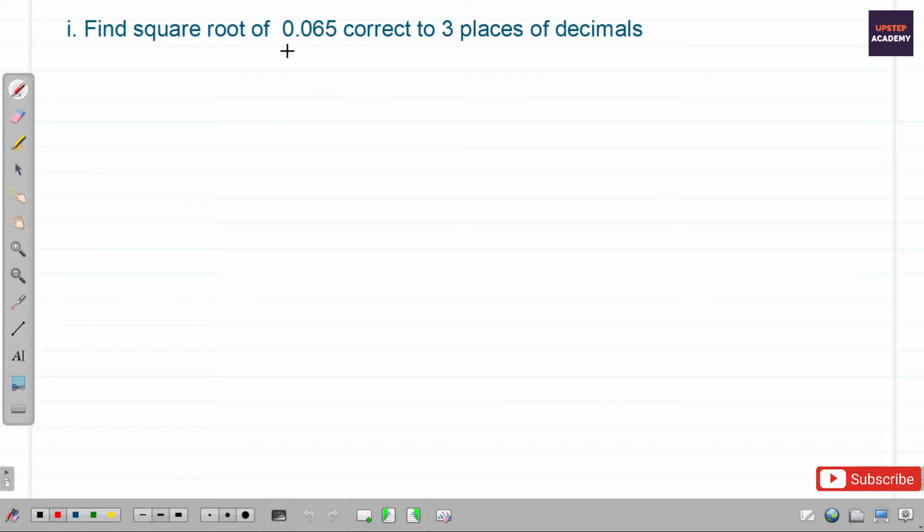Here you can see the given number is 0.065, and we have to find its square root correct up to 3 places of decimal. So let us first write down our given number, 0.065. You know that if we put zeros in front of it, there will be no change in the given number. So let me put 3 more zeros because we have to form the groups. Here you can see the decimal point will help us to form the groups.